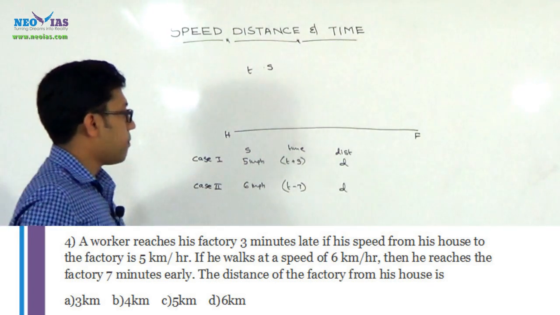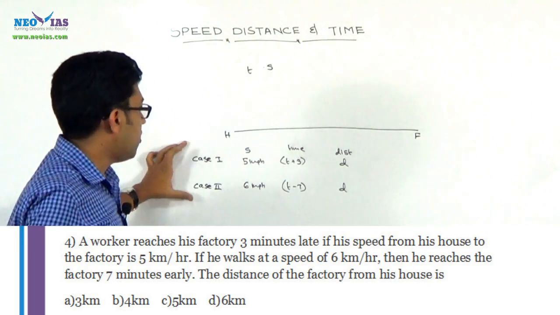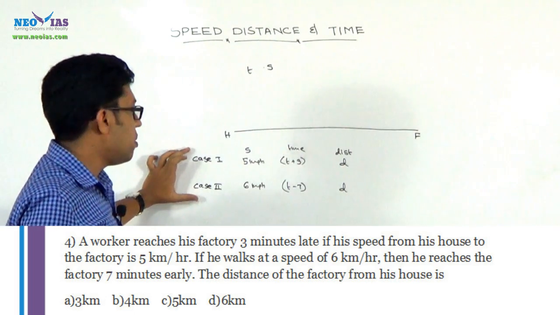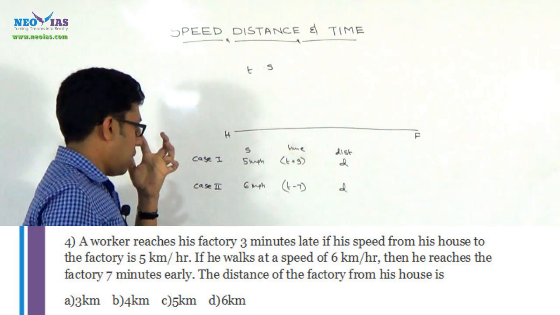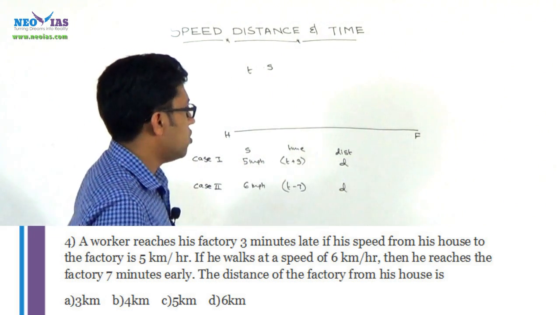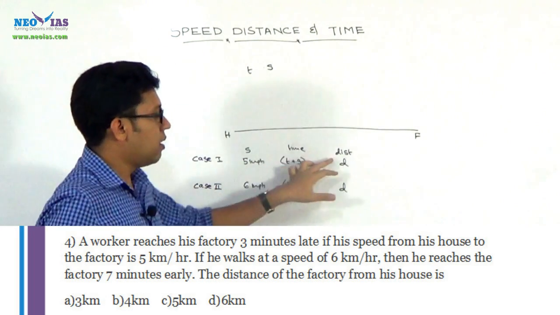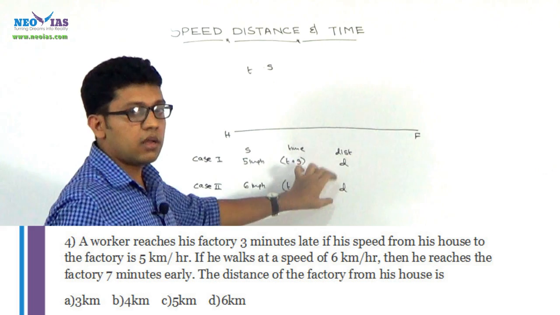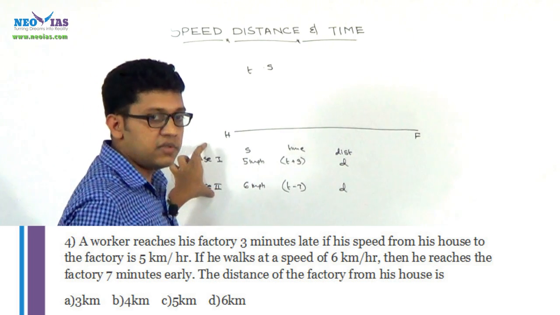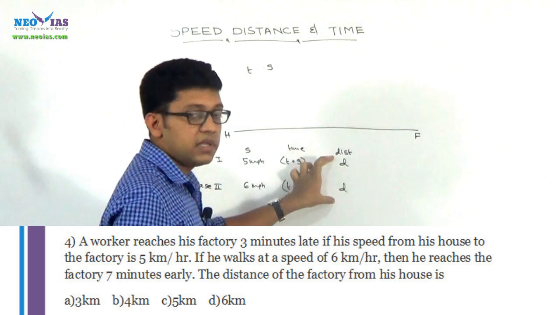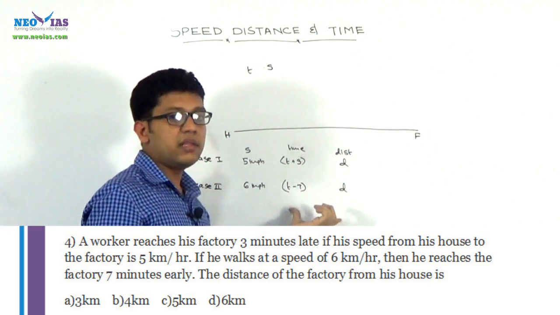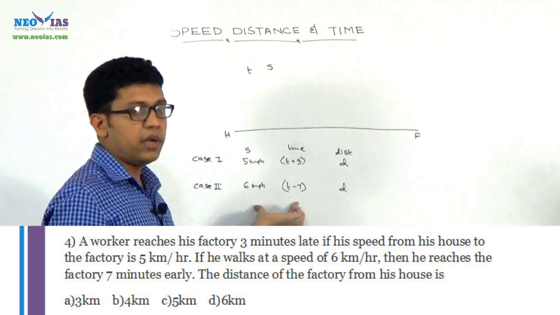Okay, and what will be the usual speed of the worker? It will be between these 5 and 6. Okay, and if we go like this, we know that the distance in these 2 cases of journey is the same, so we can equate that distance and we will get the time by doing that.